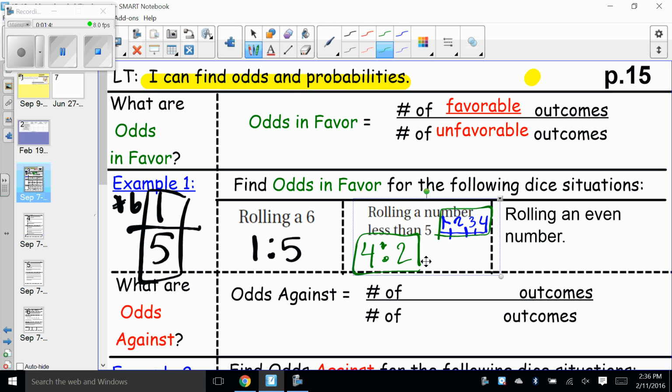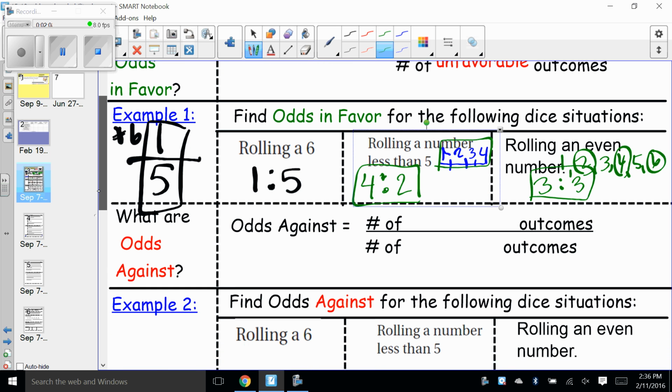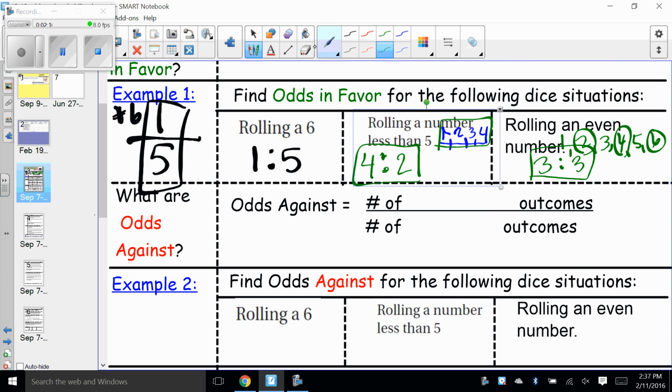Rolling an even number. Well, how many of the numbers 1, 2, 3, 4, 5, 6 are even? The even numbers would be 2, 4, and 6. So we'd have 3 for the evens and 3 against the evens, so a 3 to 3 relationship. That's odds in favor. Odds against works exactly the opposite. So we would basically just take that fraction and flip it.